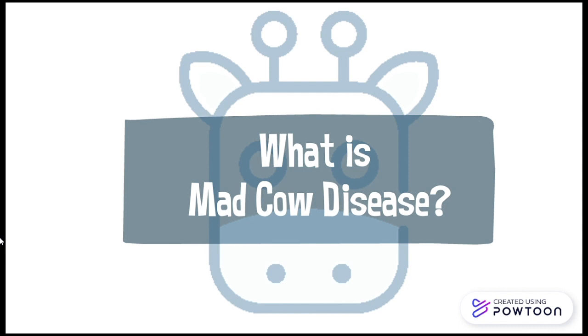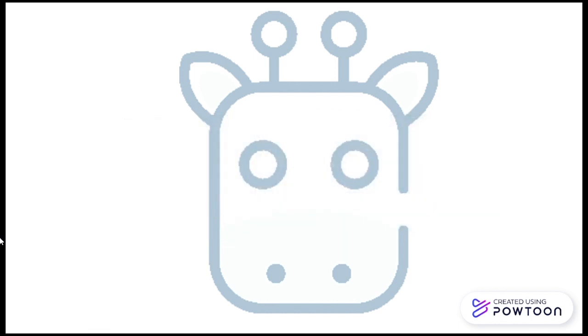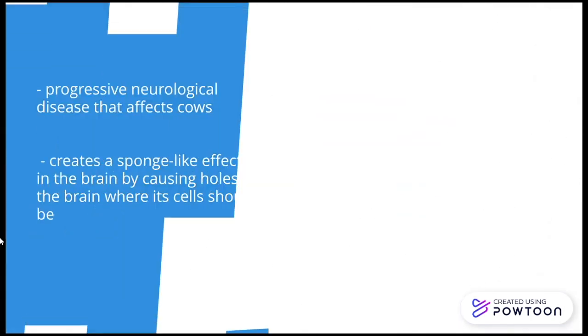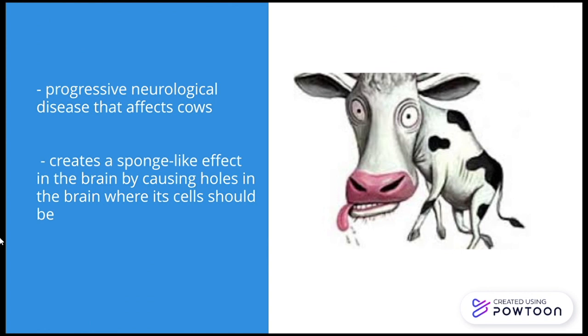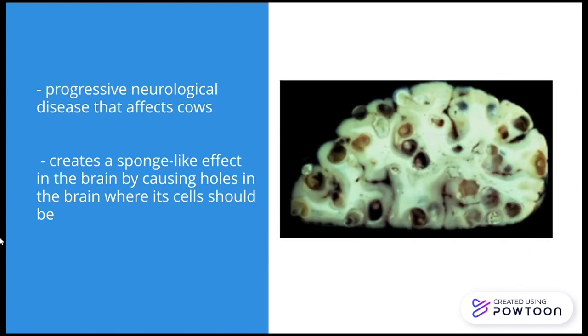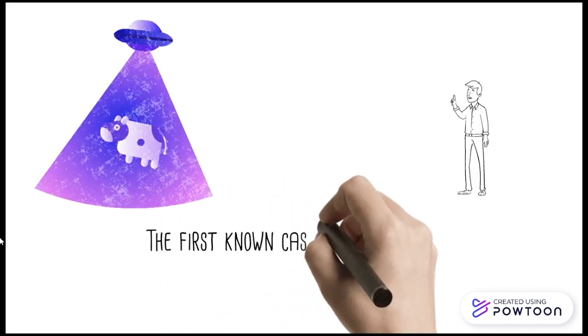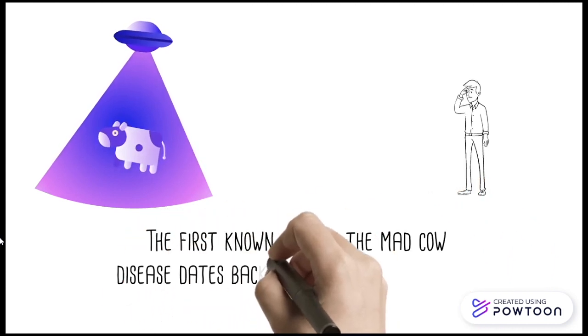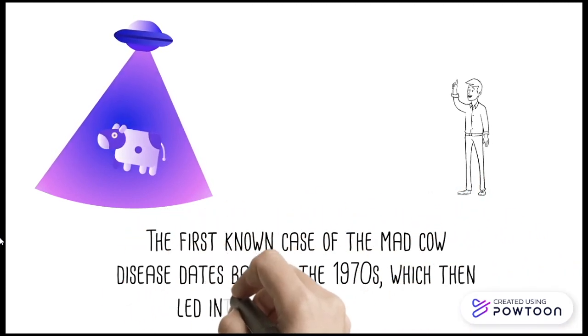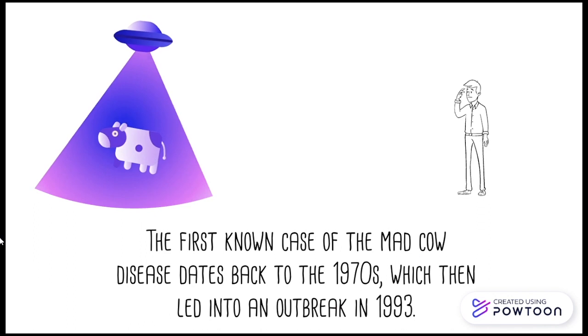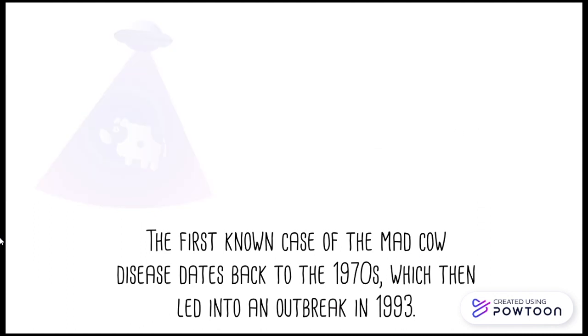Mad cow disease is the common name for a condition called bovine spongiform encephalopathy, or BSE. This is a progressive neurological disease that affects cows. It creates a sponge-like effect in the brain by causing holes in the brain where its cells should be. The first known case of mad cow disease dates back to the 1970s, which then led into an outbreak in 1993. In this outbreak, 1,000 cows were infected each week.